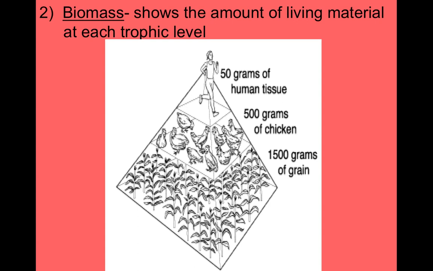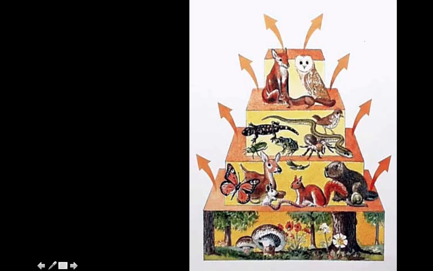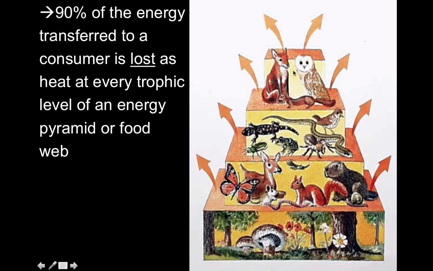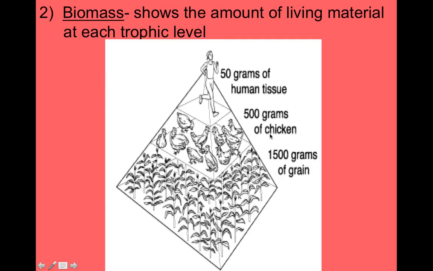So this shows the amount of living material at each trophic level. This one's pretty much always going to have to be a pyramid, just like this one does, where you're going to have more producers providing for less herbivores, providing for less carnivores. So with the biomass, this one has got to always be a pyramid.